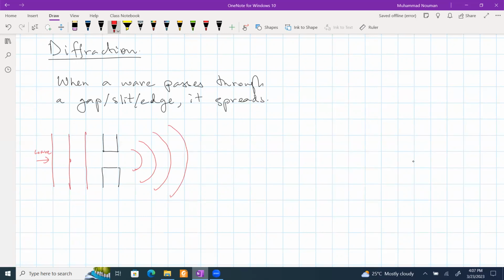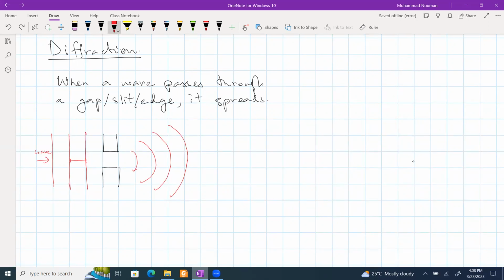Wavelength means the distance between the two wave fronts. So it should be nearly the same. Can you see? Same as before. So this process is simply called diffraction.